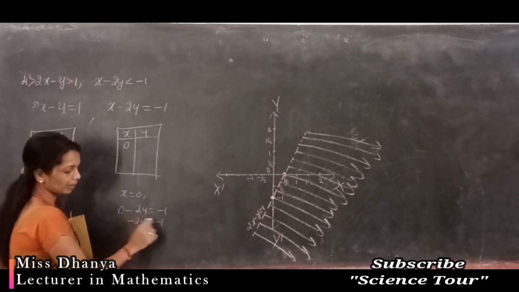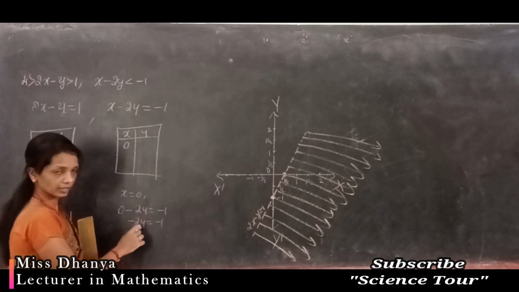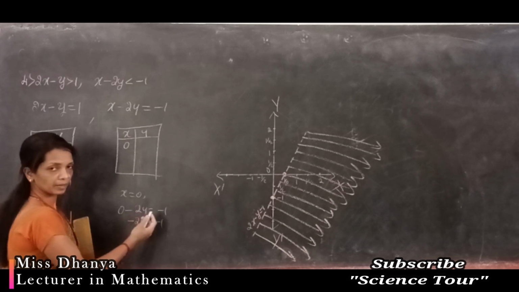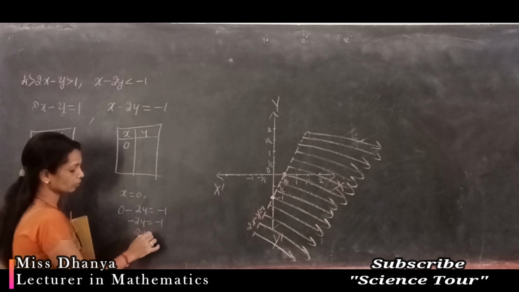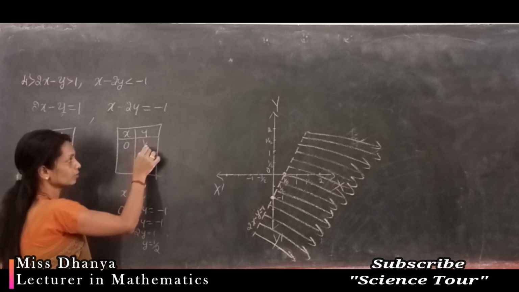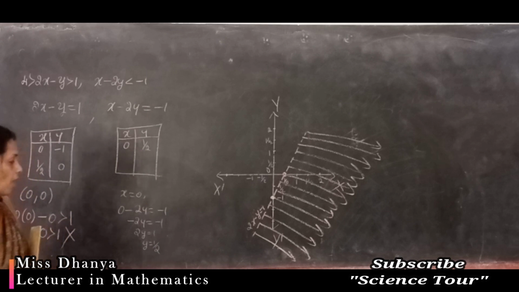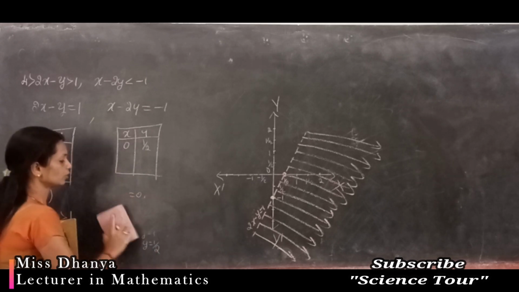Since you have a minus sign here, we need a plus y, right? You have to multiply by minus on both sides. So you will get 2y is equal to 1. That gives you y is equal to 1 by 2. So the y value is half when x equal to 0.